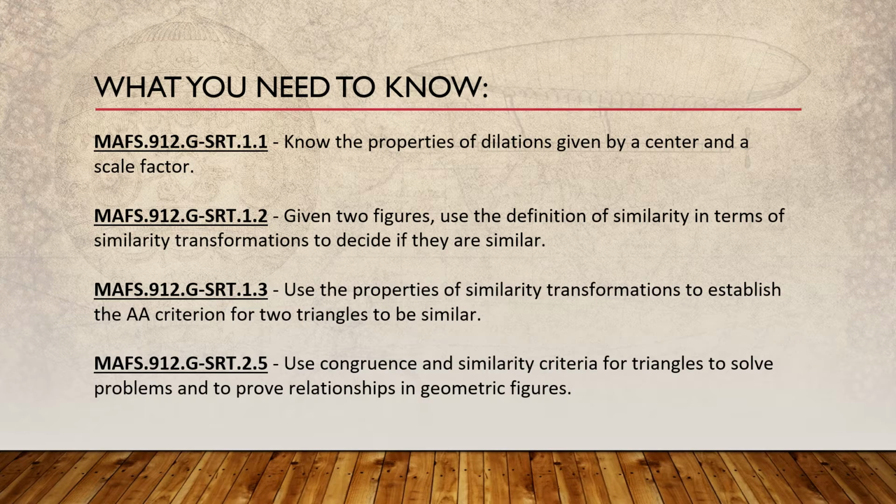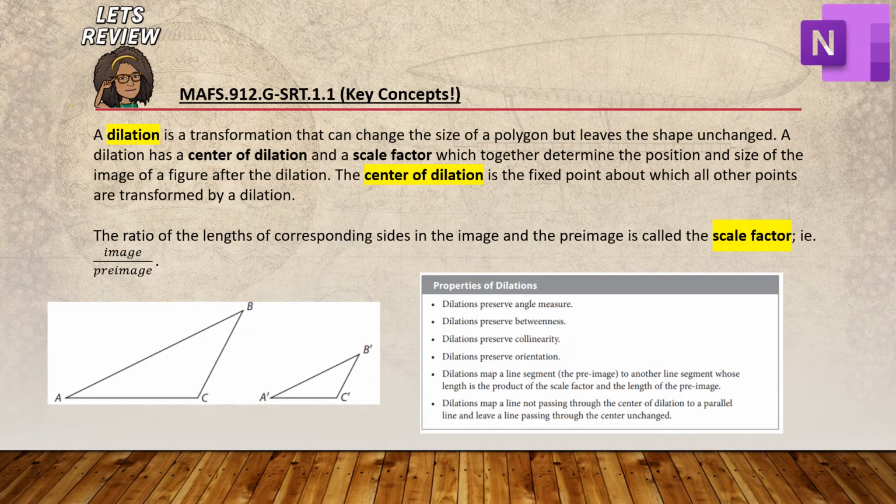The first one is G.SRT.1.1, knowing the properties of dilations, given a center and scale factor. SRT 1.2 is, given two figures, using the definition of similarity in terms of similarity transformations. SRT 1.3 is using the properties of similarity transformations to establish the AA criteria for two triangles to be similar. And the last one is SRT 2.5, using congruence and similarity criteria for triangles to solve problems and prove relationships. So let's look at the first standard, SRT 1.1.